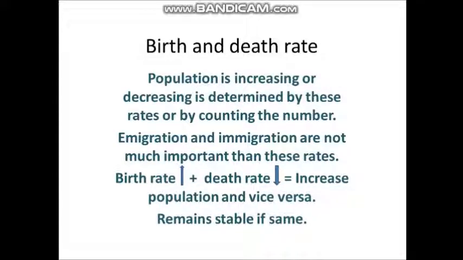Emigration means organisms leaving the population, and immigration means organisms that are coming into the population. Now, birth rate. If the birth rate is more, the death rate will be less. It means more people are being born than the people that are dying. If more people are being born and fewer are dying, it means the population will increase.